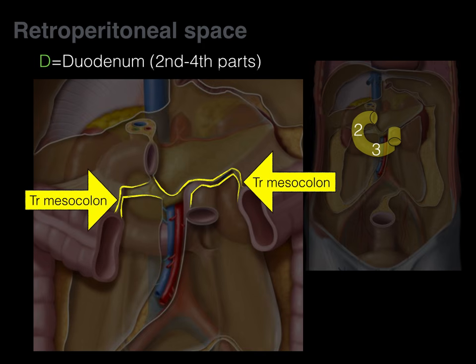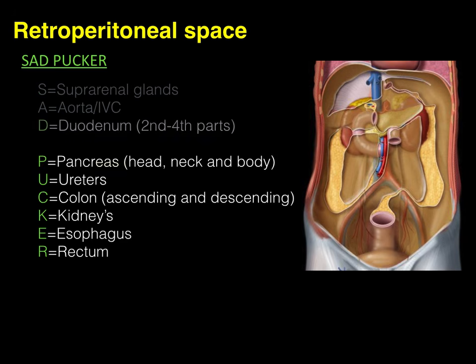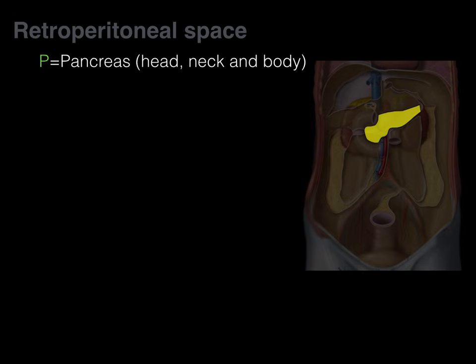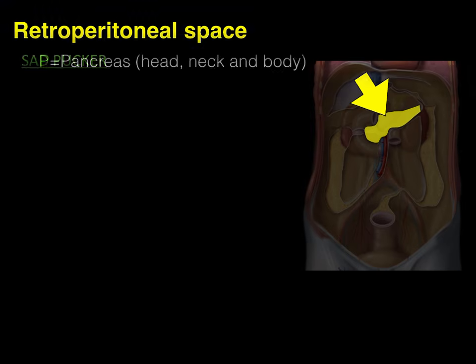So you can see this part of the duodenum is behind both the root of the mesentery and transverse mesocolon, meaning they're retroperitoneal. Next, we've got the pancreas, the head, neck, and body. There's the pancreas. So the head, neck, and body are all retroperitoneal, but the tail, the very tip of the tail that touches the spleen, that is considered intraperitoneal.